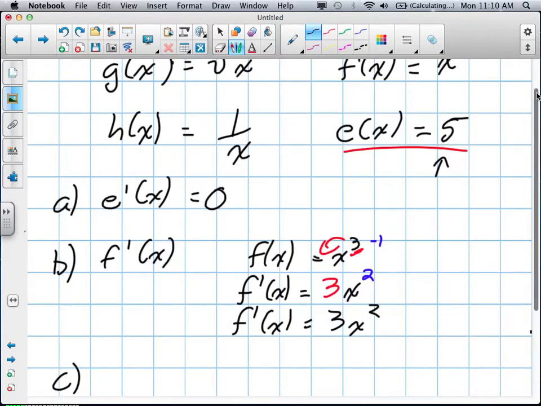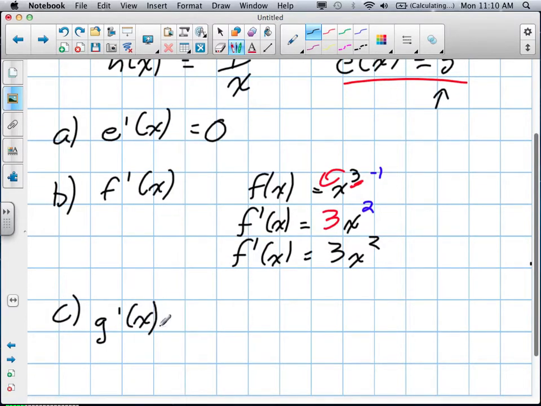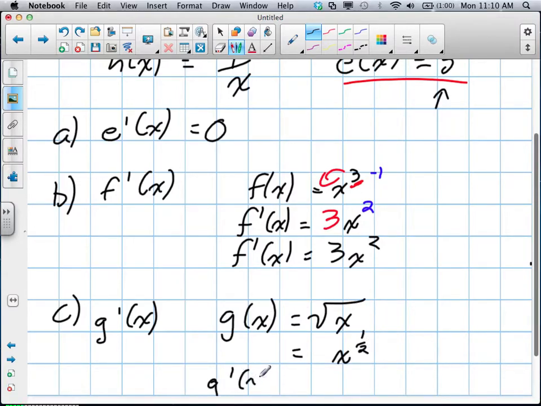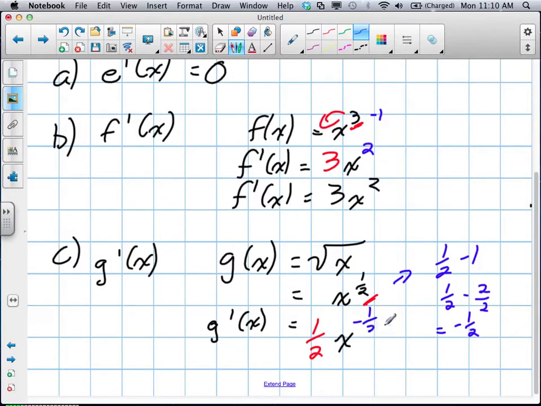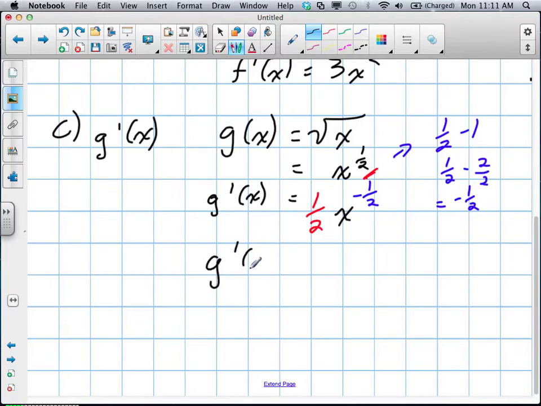Question C maybe asks us for g at x, or g prime x they ask us. Well, if you remember, g at x was the root of x. Well, I can turn this into an exponent. Anyone know what this root exponent is? Half. That's right. So this could also be written as x to the power of 1/2. Well, when I'm finding g prime x, our power rule comes into play again. Our half now becomes the coefficient of x. And our exponent then becomes 1/2 subtract 1. Well, as a fraction, that's 1/2 minus 2 over 2, which gives us negative 1/2. So in other words, our exponent here becomes negative 1/2. So g prime x is actually 1/2 x to the power of negative 1/2.